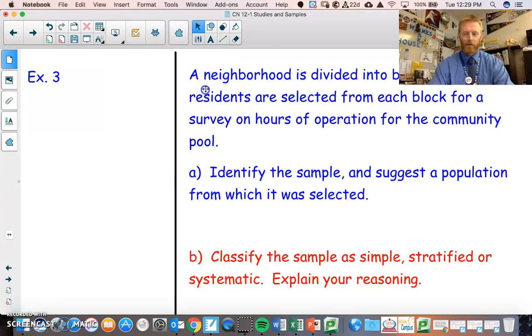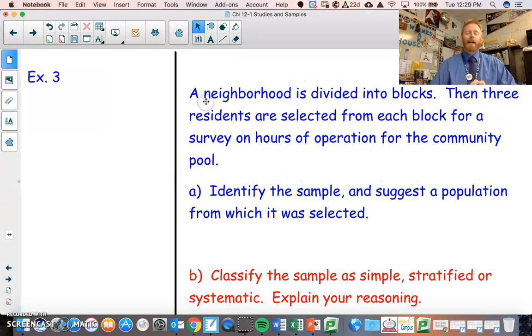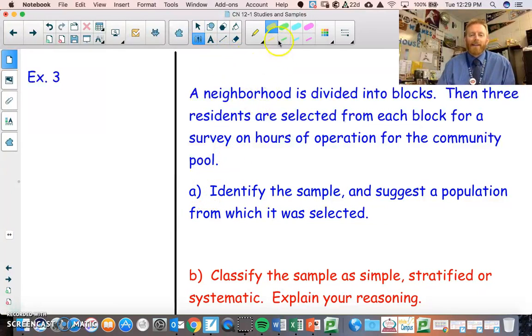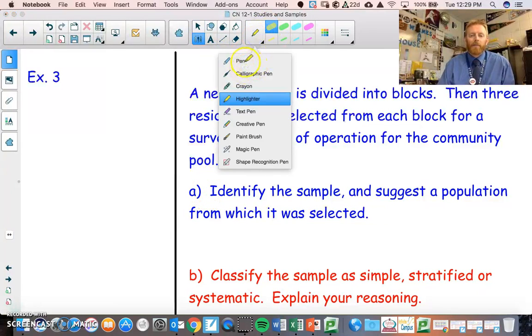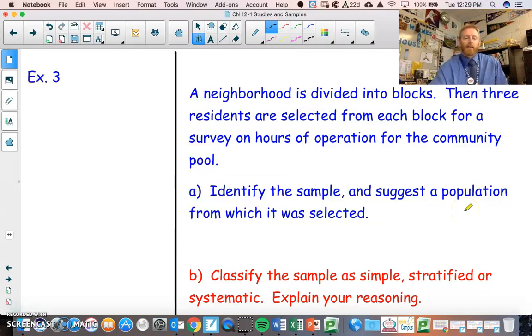And again, I got to move things out of the way here. A neighborhood is divided into blocks. Then 3 residents are selected from each block for a survey on hours of operation for the community pool. Our job is to identify the sample and then suggest a population from which it was selected. So our sample will be the people who get picked.